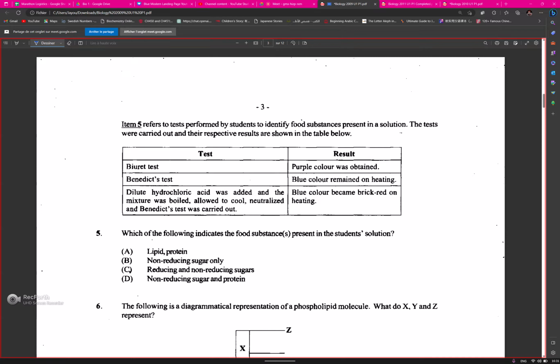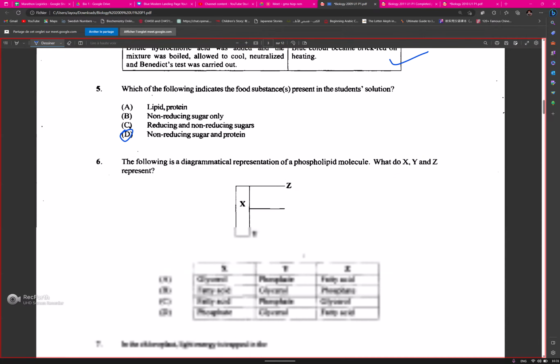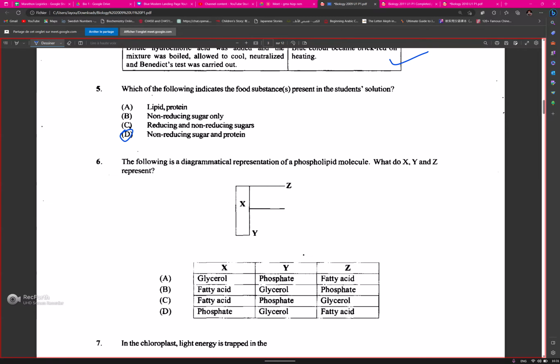So let's look at what the student has. So Biuret test gives a purple color that gives protein, right? Benedict's test is blue remaining, right? So no reducing sugar. And then we have non-reducing sugar. So we have non-reducing sugars. Beautiful. D. Here now, this is quite interesting.